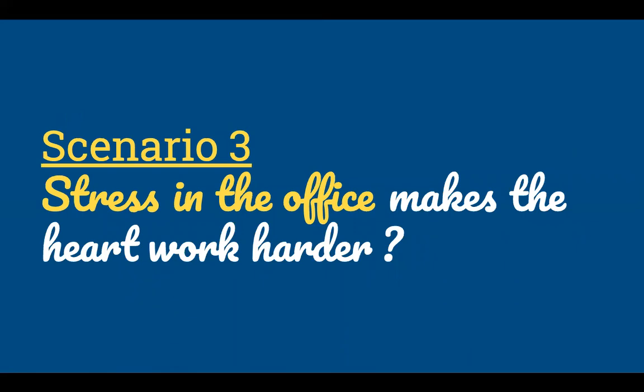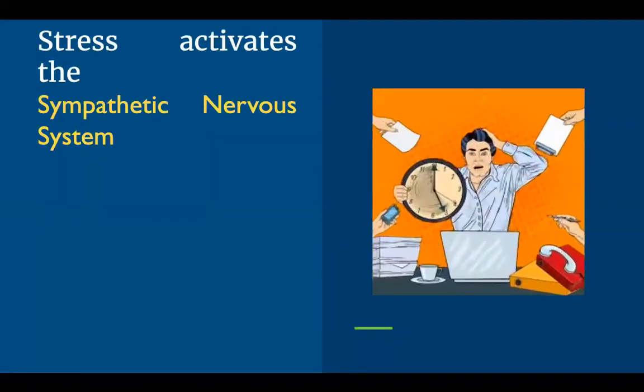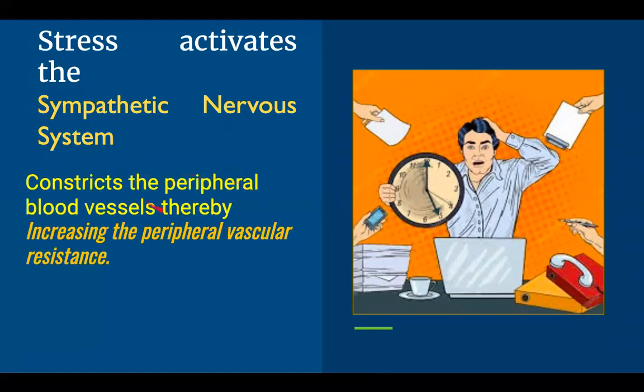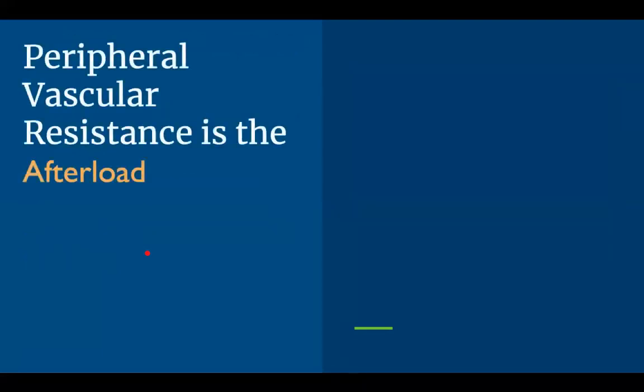Stress in the office makes the heart work harder. Why does this occur? So we have now studied the effect of preload and myocardial contractility on stroke volume, that is the heart as a pump. Now we'll study a third scenario, that is the effect of afterload or peripheral resistance. So when a person is stressed, say in the office, that increases the sympathetic nervous system, and that enhances the release of norepinephrine from the postganglionic sympathetic nerve endings, which increases the peripheral vascular resistance. The peripheral vascular resistance is the afterload. This is by the formula R equals 8ηL over πr to the 4.